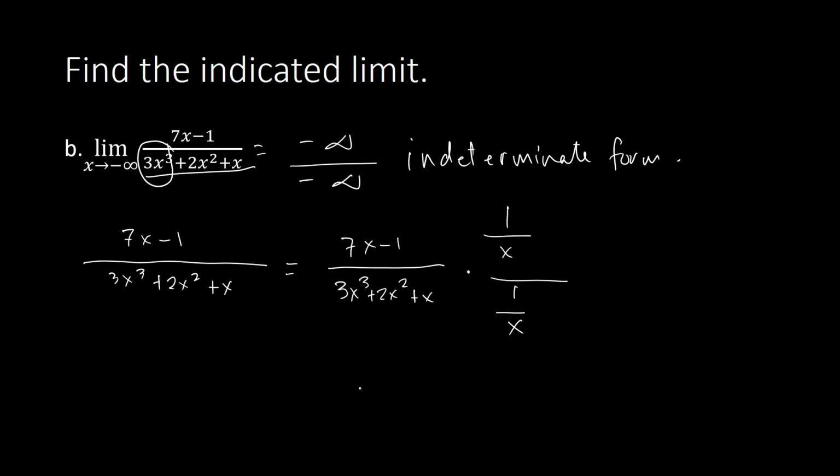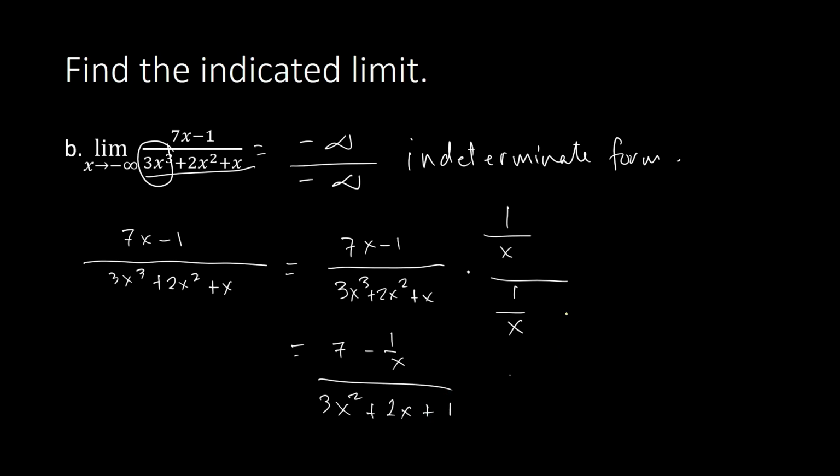So our function is just equal to this, multiplied by 1. This is just equal to 1. This factor here, and you would know my reason for choosing this factor when my solution is done. So 7x times 1 over x is just 7, okay? And then 1 times 1 over x is 1 over x. And 3x cubed times 1 over x is 3x squared. 2x squared times 1 over x is 2x. And then x times 1 over x is just 1.